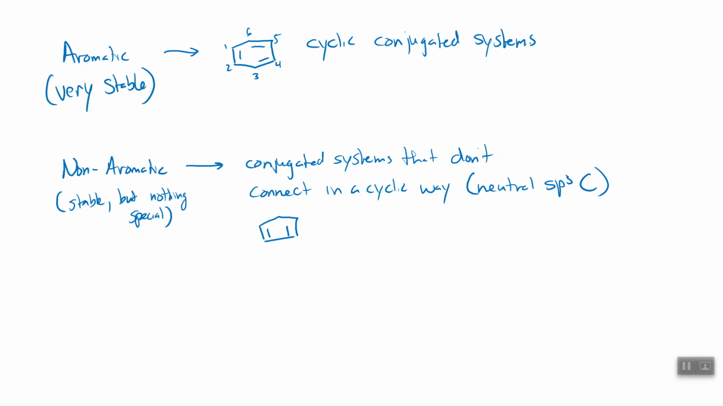And that seems pretty straightforward, except that it's of course not that easy, because if we look at cyclooctatetraene, right, this is a cyclic conjugated system. This compound is incredibly unstable. And so we say, all right, so what's the difference here?